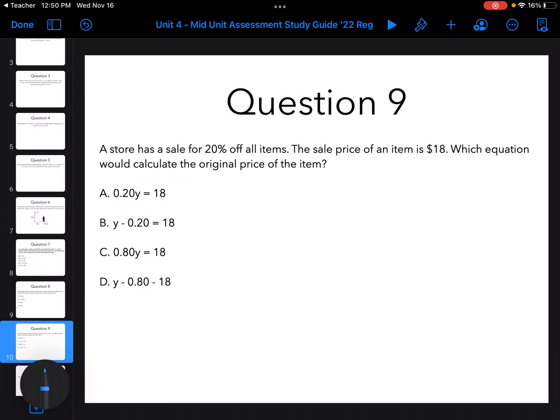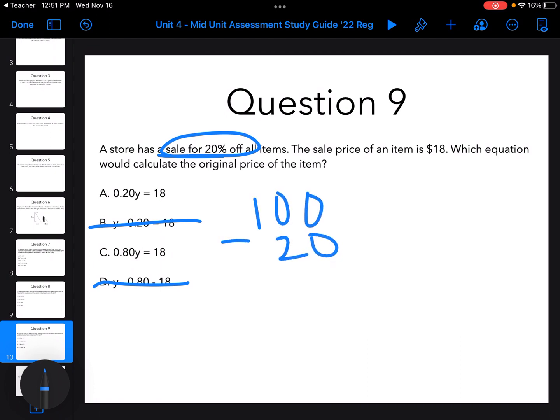All right, a store has a sale of 20% off the sale price of an item of $18. Which equation would calculate the original price of the item? Well, I know that the 20 for B doesn't have a variable after it. And I know the 80 for D doesn't have a variable after it. So I'm looking between A and C. So if I save 20%, I'm going to be paying 80% because I have 100. If I save 20, I'm paying 80. So that's why the answer is C.